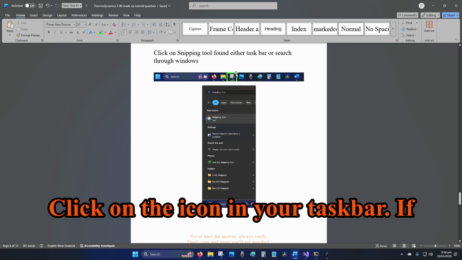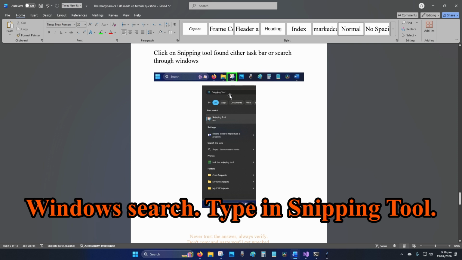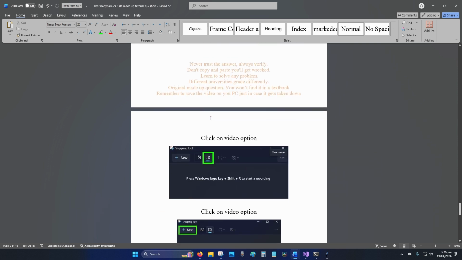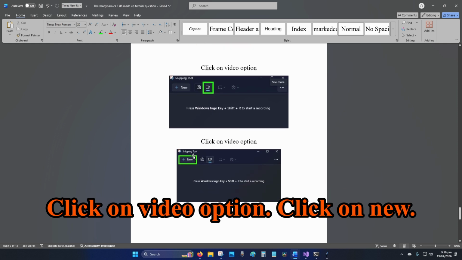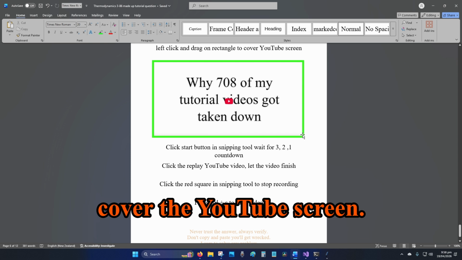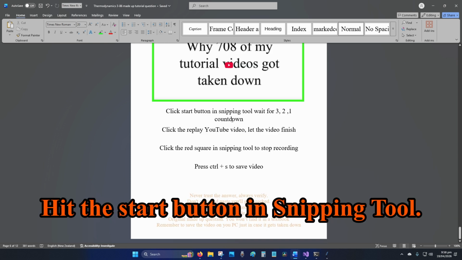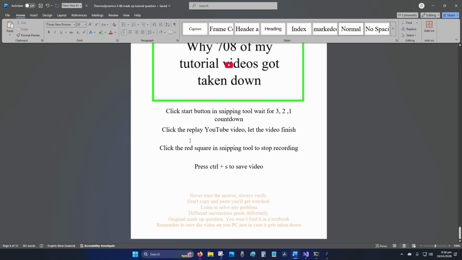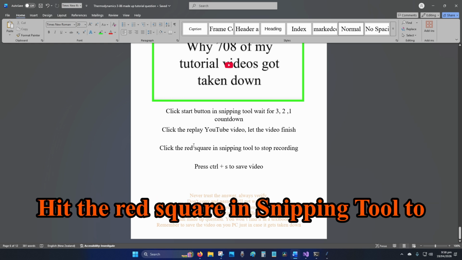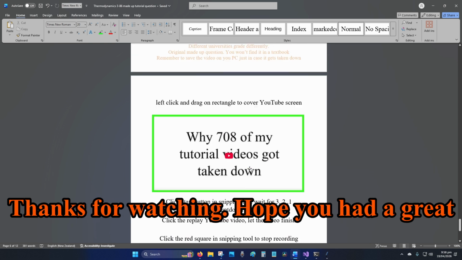Click on the icon in your taskbar. If it's not there, go to your Windows search, type in Snipping Tool, and open up the program. Click on the Video option, click on New. Left click and drag the rectangle to cover the YouTube screen. This is just an example. Hit the start button in Snipping Tool, wait for the countdown. Hit the replay button on YouTube, let the video finish. Hit the red square in Snipping Tool to stop recording, and then save your video.